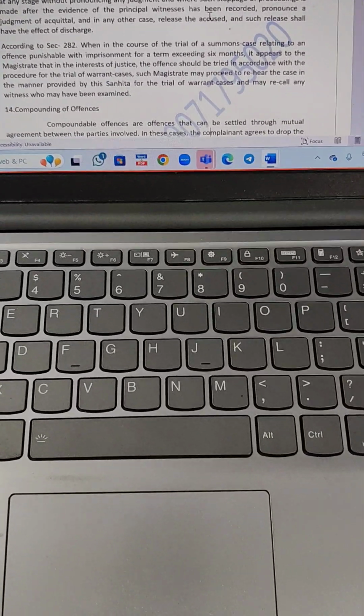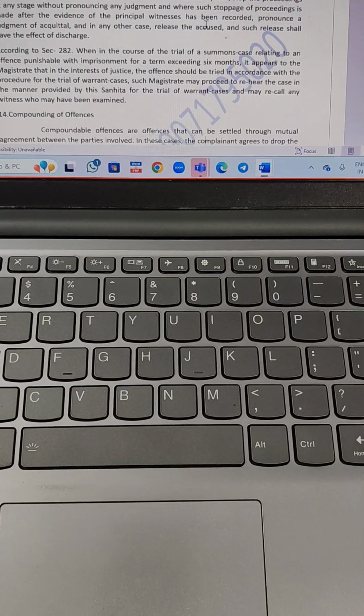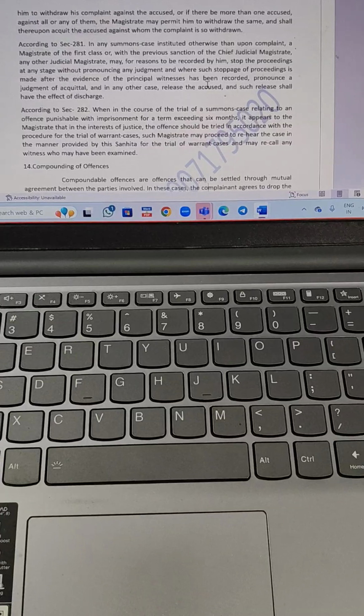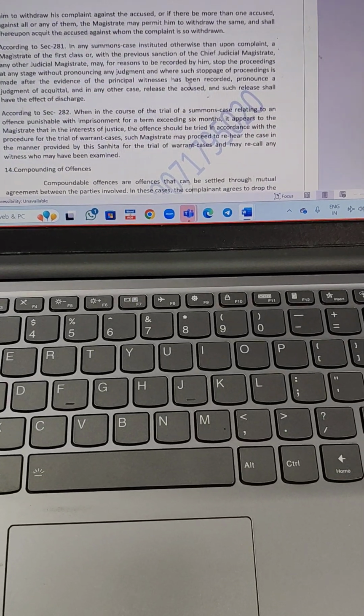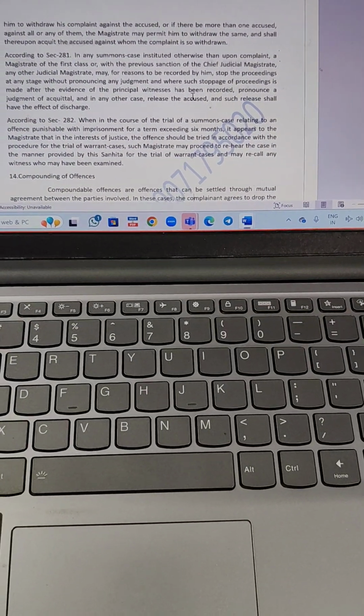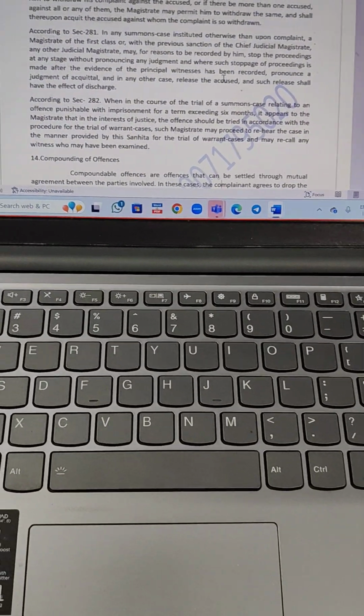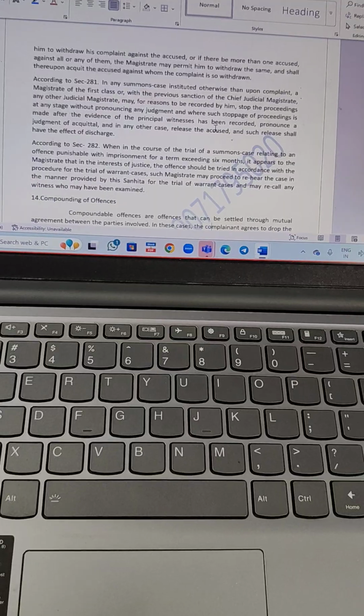So during the course of trial, if the magistrate thinks that no, this is not a summons trial case, this is a warrant trial case, then in that case the magistrate will try the matter again according to the warrant case procedure. We have already studied trial of warrant cases. Okay. Any doubt?